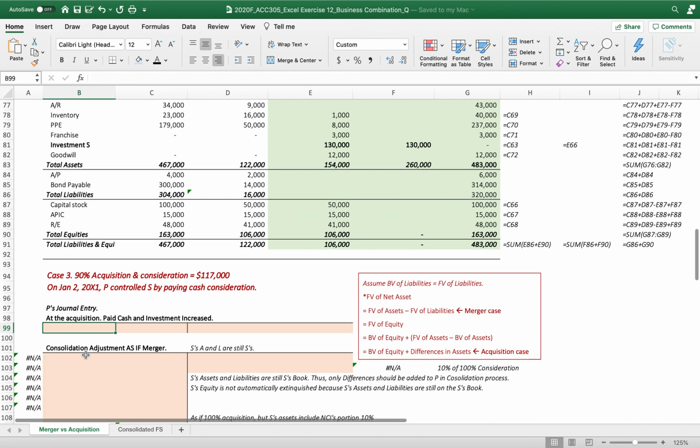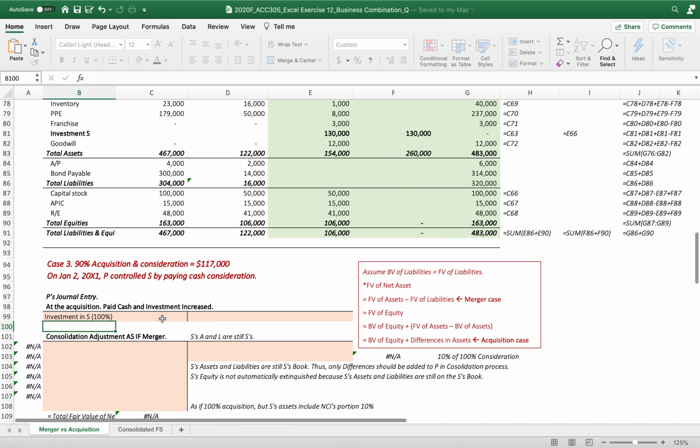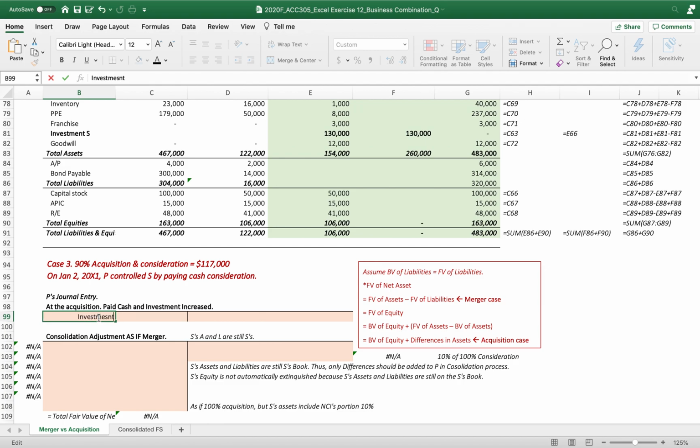So we will use the same account here. No, it's not 100%. Investment now, 90%. Investment in S company. Now the P company purchased this company by paying only 90%, which is $117,000. So the actual pay amount of cash is 117.